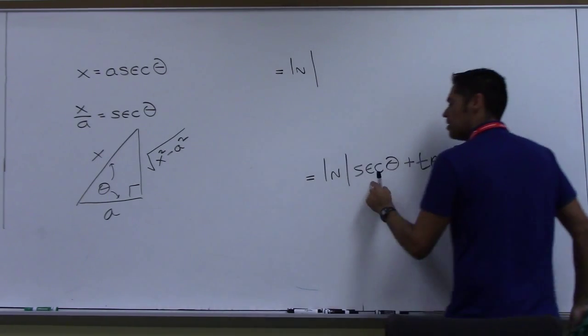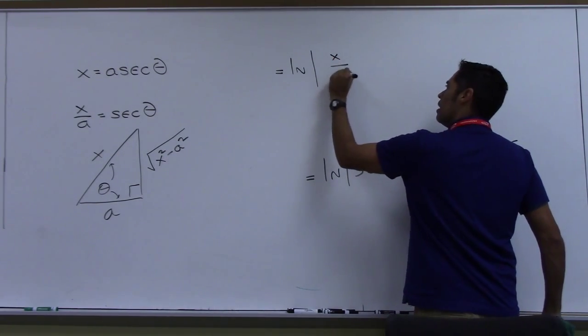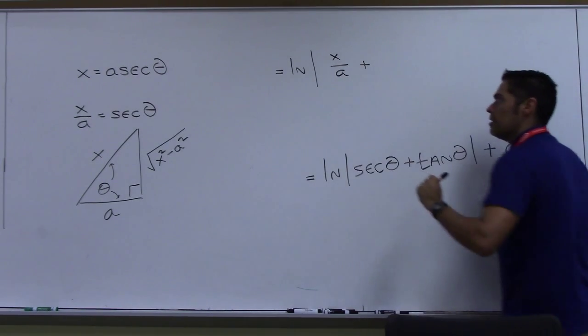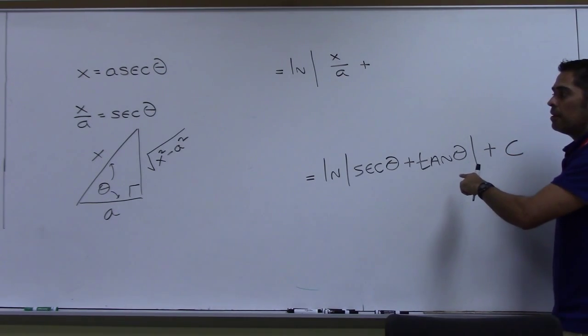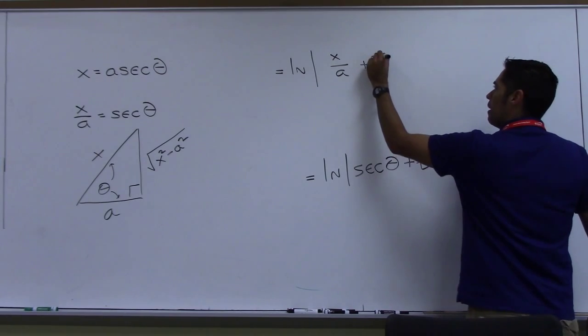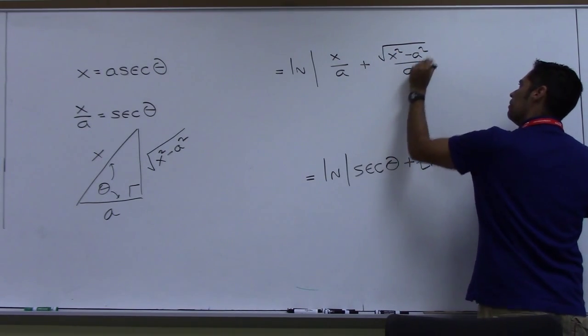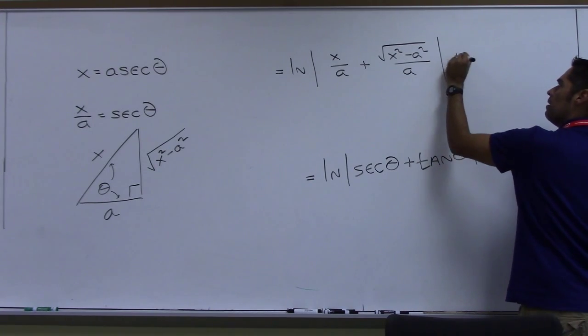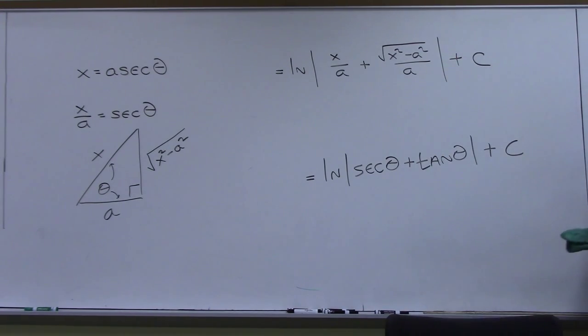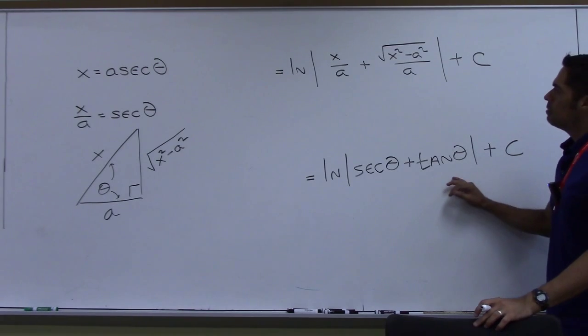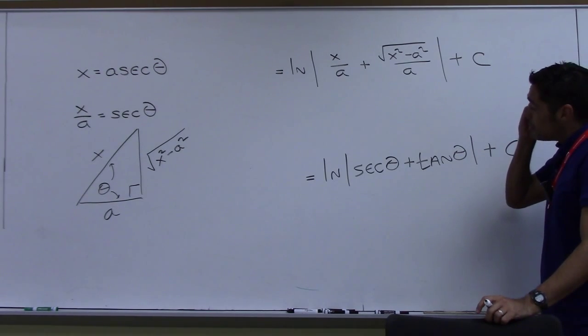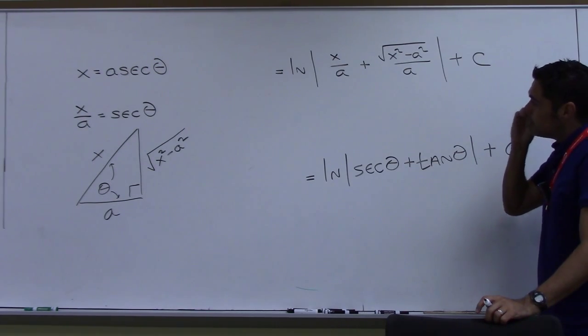Okay, so you want me to replace secant theta with x over a, and then tangent theta you want me to replace with the square root of x squared minus a squared, over a? Am I done? Don't you make it secant x over a plus tangent? You said one over a. No, you're plugging it in. No, you're right, never mind.